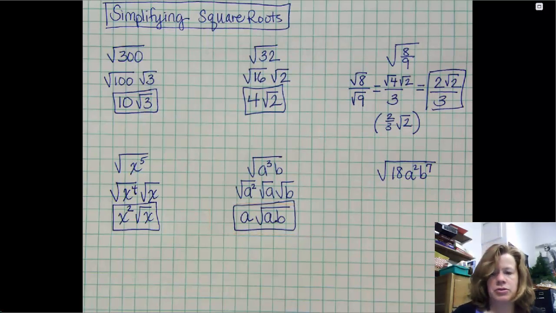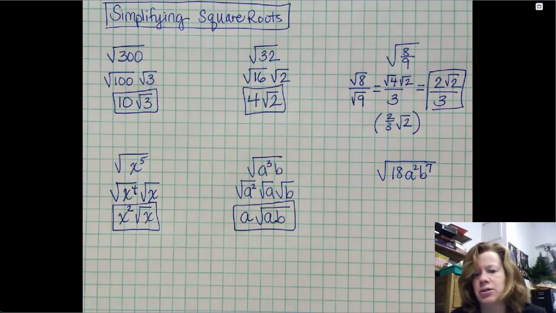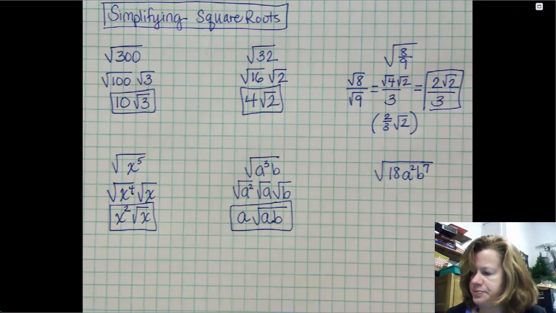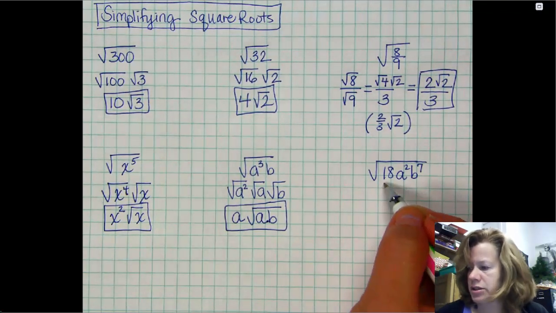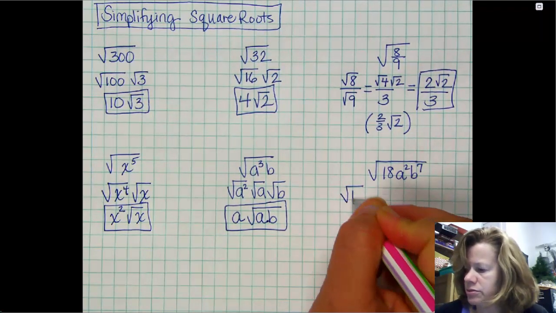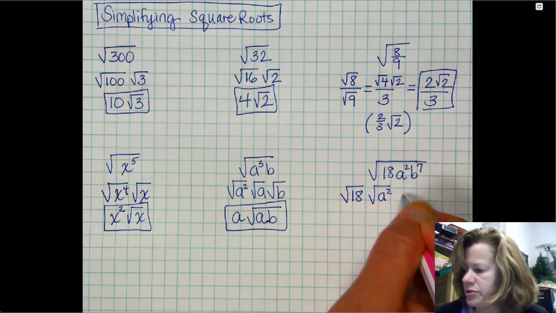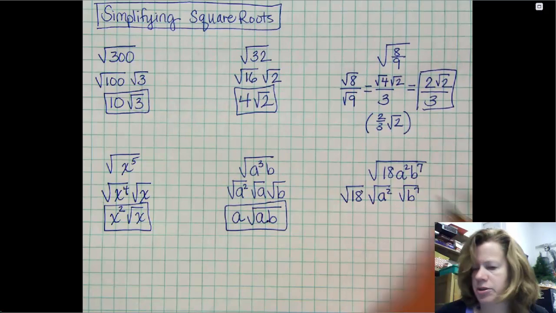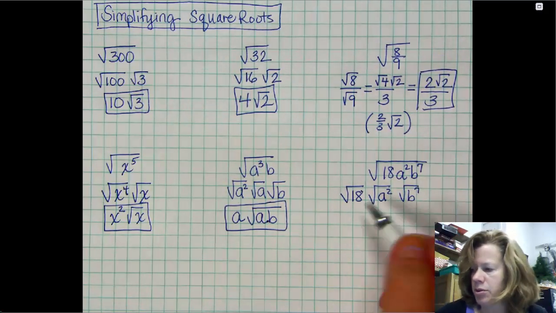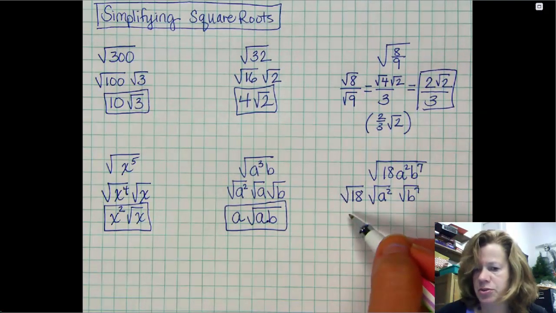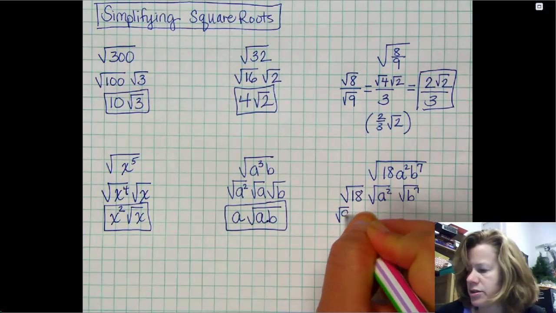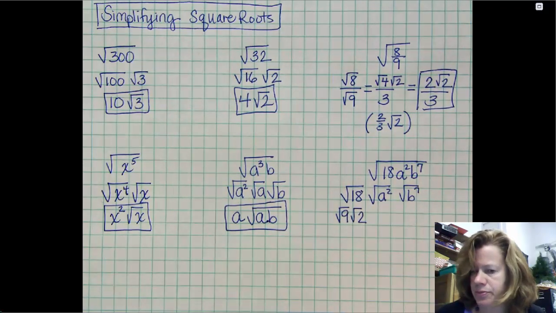And then to make matters worse, we can combine numbers and letters. I always suggest that you just break it up and see how it goes. So here we go. Square root of 18, square root of a squared and square root of b to the 7th. And I'm going to think about each piece separately. Well, 18, the largest perfect square number that divides into 18 is 9. So this is the square root of 9 times the square root of 2.